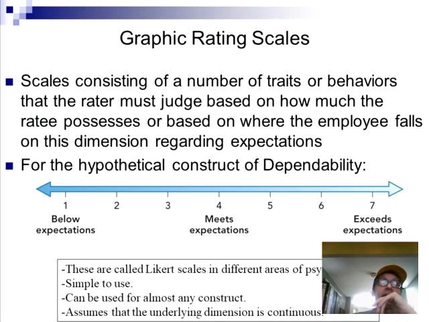Okay. In one way, we could create graphic rating scales. Now, if you've been around psychology a little bit, we call these Likert scales. I don't know why they want to call them graphic rating scales, but they're just Likert scales, all right? We see them all the time. And so what we find is that these graphic rating scales are quick. You can just look at this employee, we're going to rate this person on the hypothetical construct of dependability.